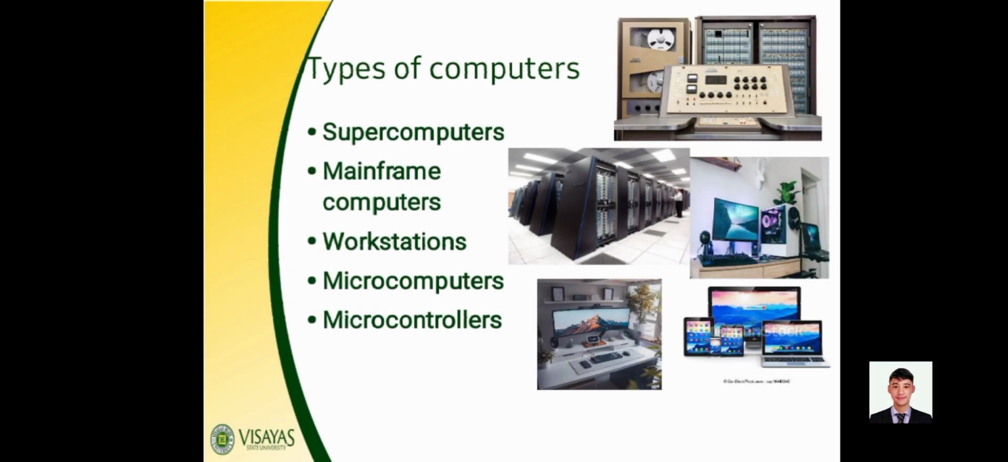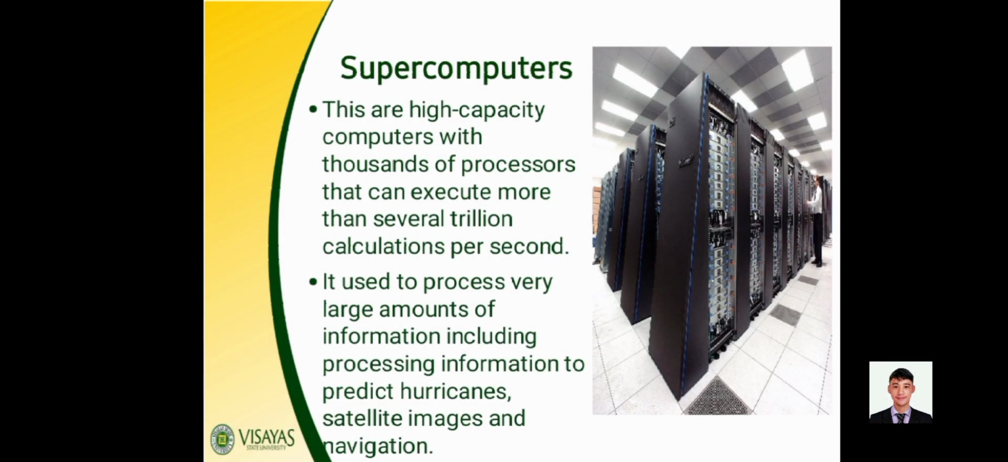There are types of computers: supercomputers, mainframe computers, workstations, microcomputers, and microcontrollers. Supercomputers are high-capacity computers with thousands of processors that can execute more than several trillion calculations per second. They are used to process very large amounts of information, including processing of information to predict hurricanes, satellite images, and navigation. They were introduced in the 1960s, and for several decades the fastest were made by Seymour Cray at Control Data Corporation. On the right side of the presentation is an example of supercomputers.